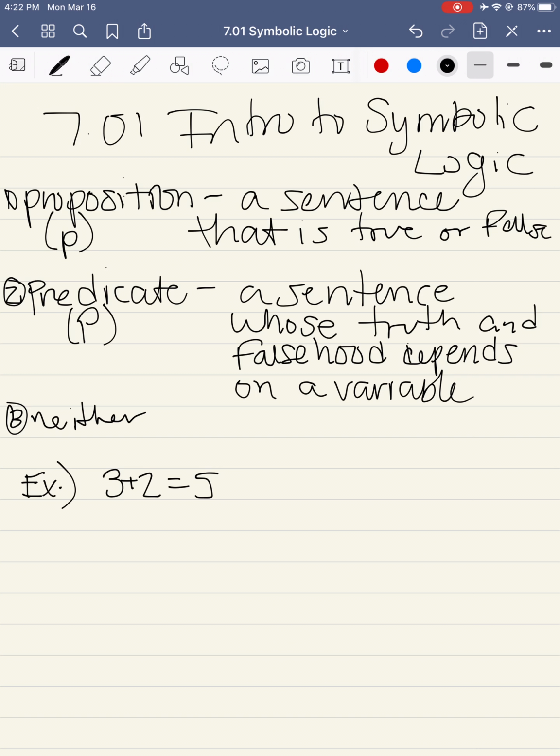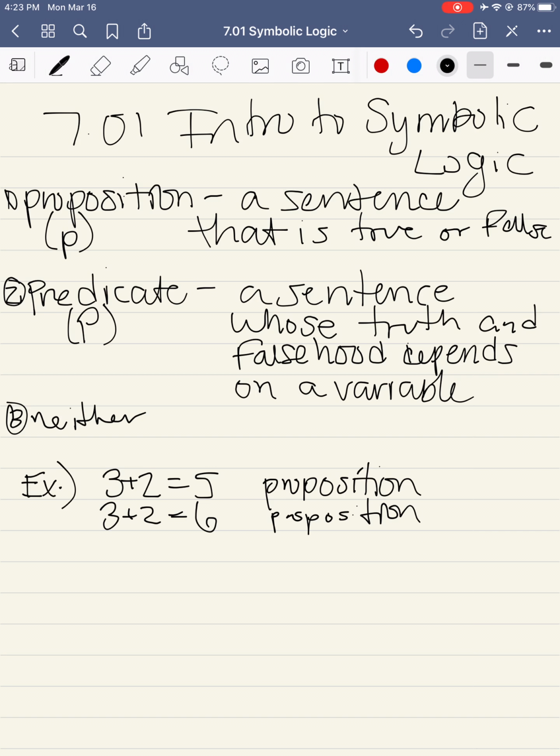Okay, so this one is actually going to be a proposition. You may have guessed that, but if you didn't, this sentence is true. There is nothing about it that is depending on a variable. It is unambiguously a true statement. On a similar note, we know that this is not true. This is false. Because it's also a false statement, this is still a proposition. It doesn't matter that it's false. It fits our definition, a sentence that is true or false. It just has to meet one of those criteria.